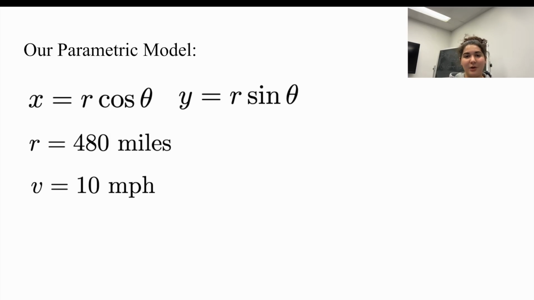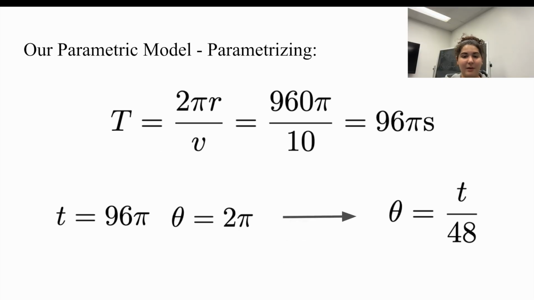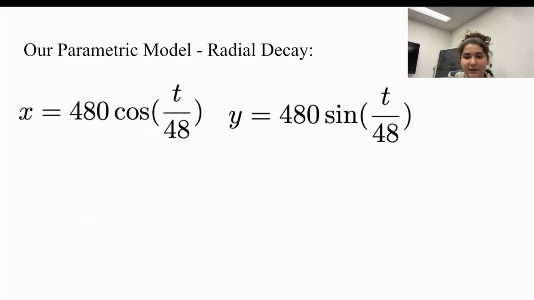Also in this model, we have defined our linear velocity of our hurricane center to be 10 miles per hour for simplicity. Next, we can use this equation relating the circumference to velocity to find the period of the motion. Now we know that t equals 96π seconds when one period is complete, or when theta equals 2π, so we can say that theta equals t over 48, and we get the following equations.